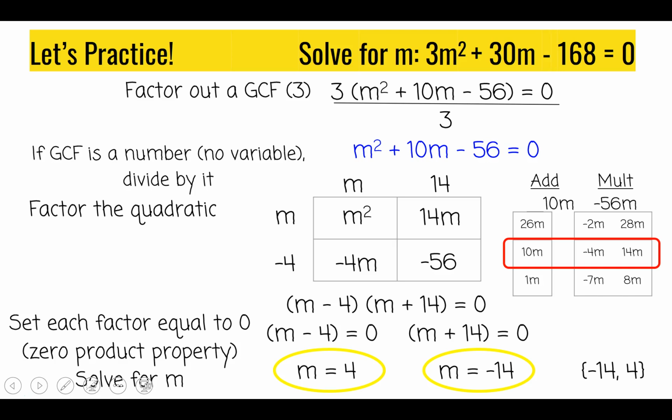Does it matter what order you put them in? It does not. No, if you had m equals negative 14 and then m equals 4, that's fine. And even your factors, if you have m plus 14 and then m minus 4 in your parentheses, that's fine. In set notation, technically you're supposed to do smallest to biggest.